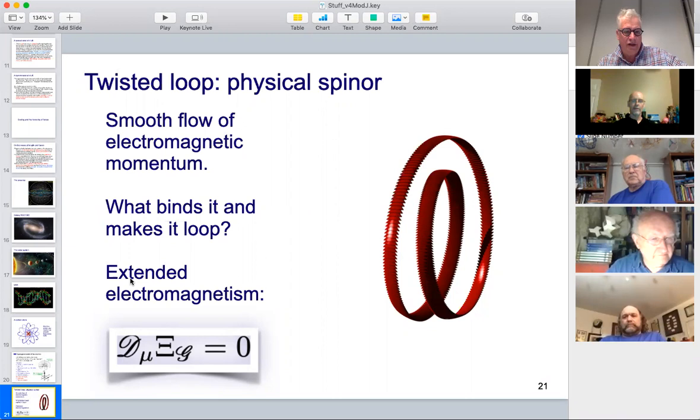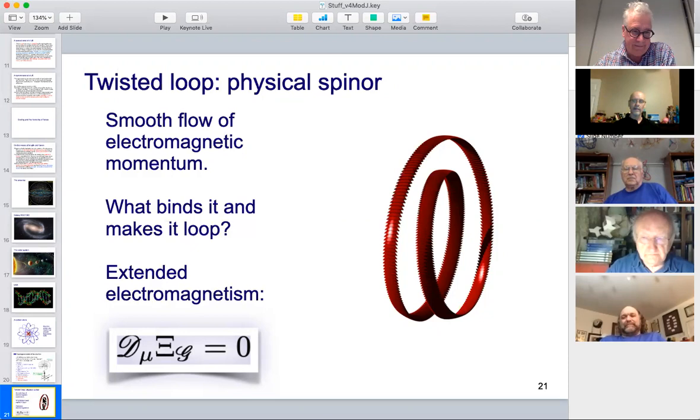So the basic equation there looks very simple here. It's ∂μ of some object is equal to zero, a four-derivative. It looks like it is partly Maxwell's equations. It's extended electromagnetism and is what binds it and what makes it loop, in something that's not now a model, but is now a theory. It's a new theory, a new relativistic quantum mechanics theory.